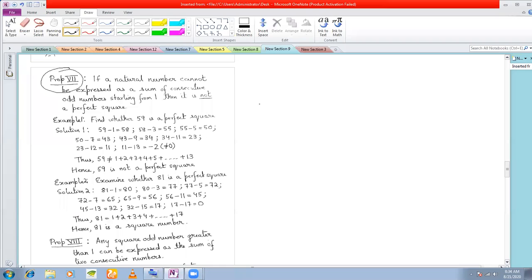Suppose I want to check whether 63 is a perfect square or not. So what I do is I keep subtracting consecutive odd numbers. What are the consecutive odd numbers? I have 1, 3, 5, 7, 9, 11, and so on. These are all odd numbers. So from 63, I keep subtracting. First I subtract 1. So what do I get? 62. Now from this 62, I subtract the next consecutive odd number, which is 3.